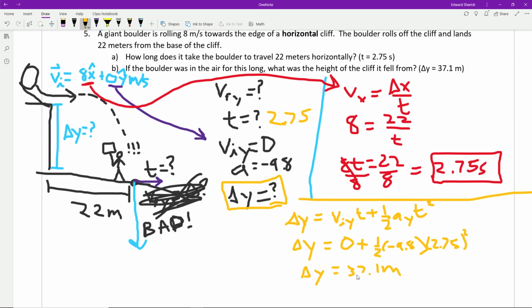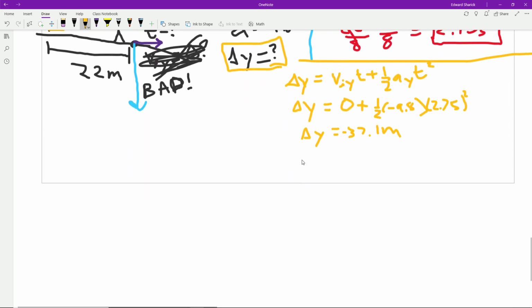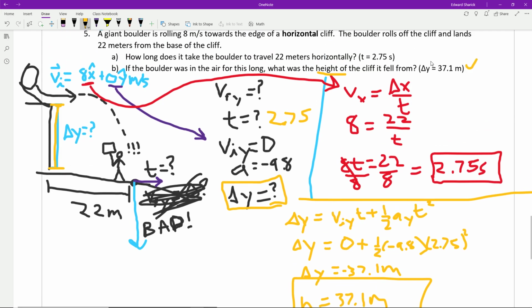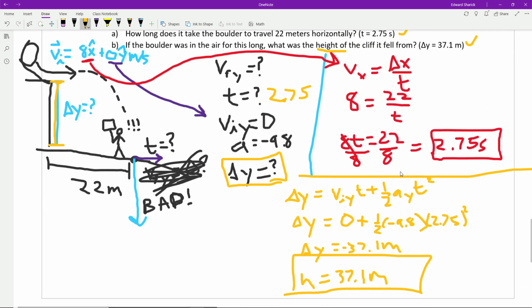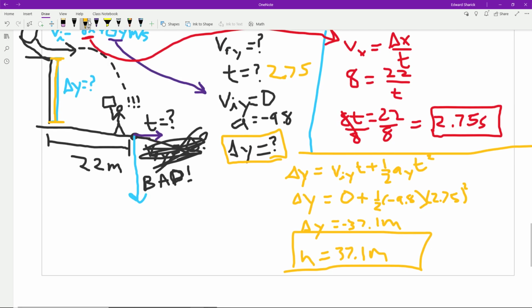And you're actually going to get a negative answer from this. The question asks, what's the height of the cliff? Delta y is negative because you start at a higher height and then you land at a lower height. So your displacement in the y direction was negative, but the height would be a positive 37.1 meters, if we want to match our solution exactly. So that's it. Hopefully this was helpful. I'll see you all tomorrow.